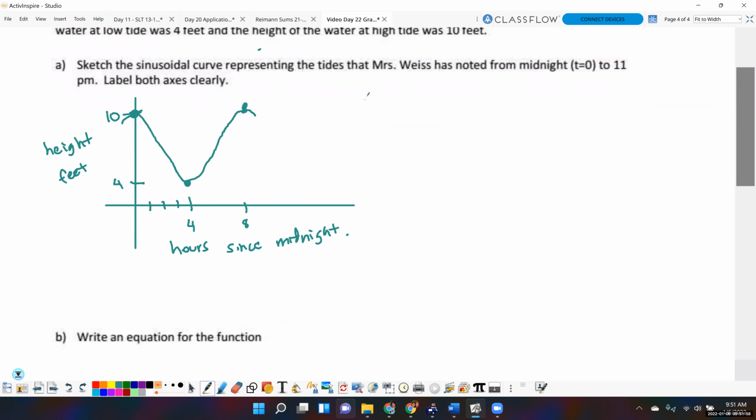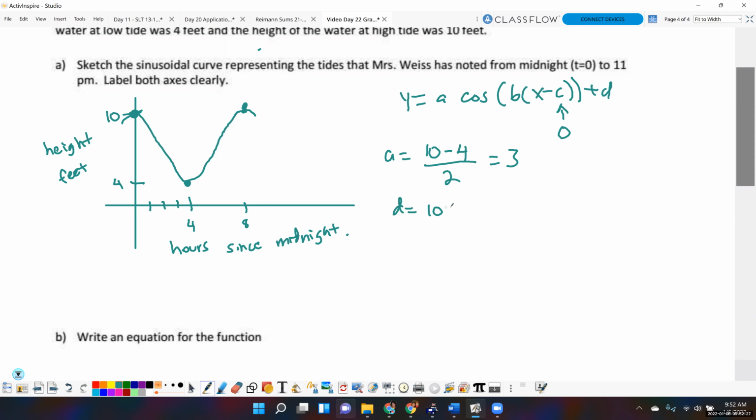Hey, there we go. So I know this is a cosine function because it starts at its maximum and it starts right on the y-axis. So when I look at my general form, I know that C is going to be 0 because it starts at the maximum. So to find the amplitude, I'm going to go 10 minus 4 divided by 2. And to find the midline, I'm going to go 10 plus 4 divided by 2. And I went through the formulas on these on the first problem in the video.